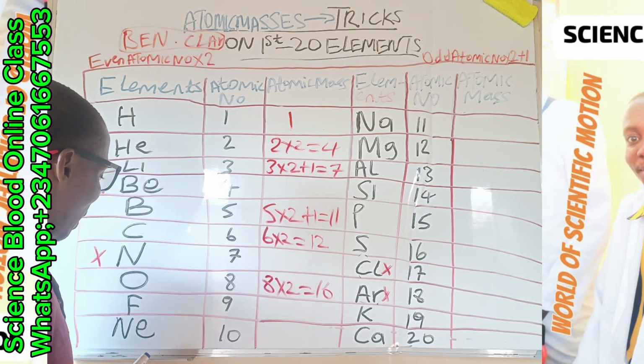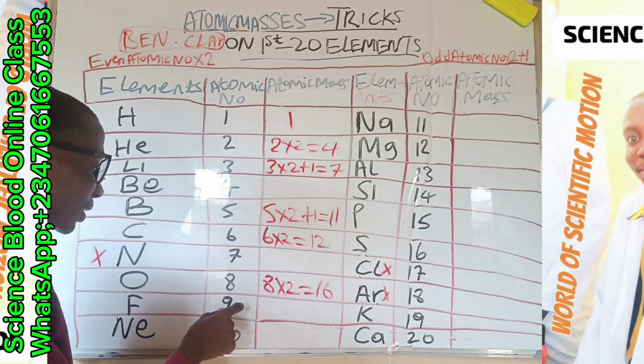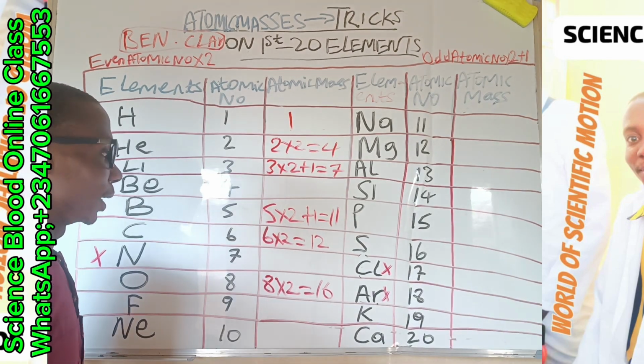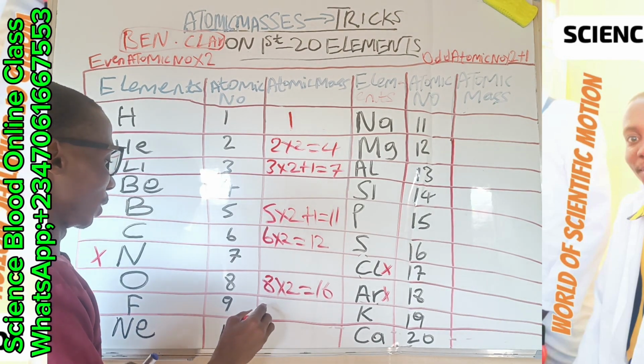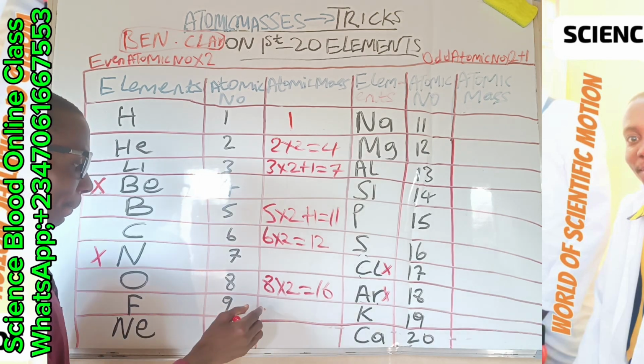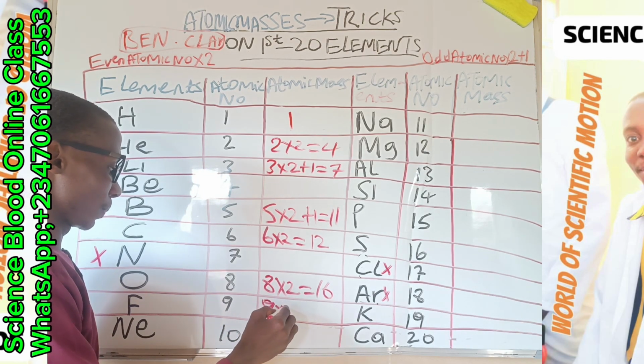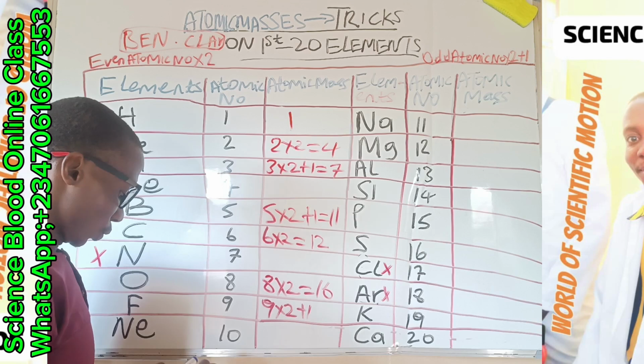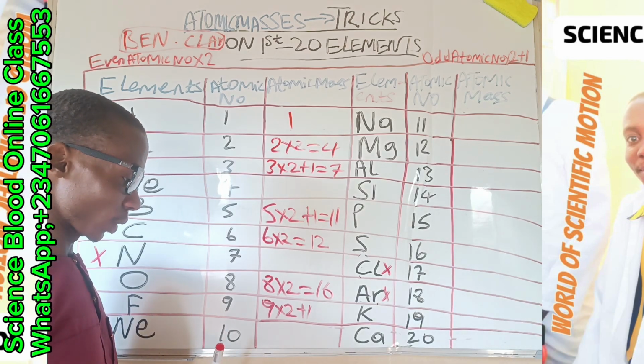All right. Then the next one is fluorine. Fluorine is an odd number, which is 9. Therefore, you have 9 multiplied by 2 plus 1. So 9 times 2 is 18.